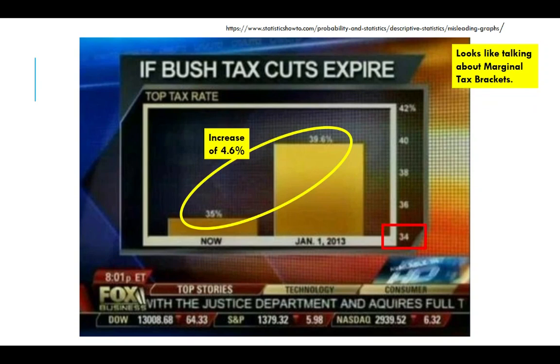But here's the thing. If we compare a marginal tax rate of 35% to a marginal tax rate of 39.6%, it's only a 4.6% change. But they're making it look like this ginormous tax increase, like the taxes are going to quadruple, right? The way that they've created this graphic is really misleading. Again, why? Look at the vertical axis. They've started at 34, and when they do that, it makes the tax change look like it's huge.